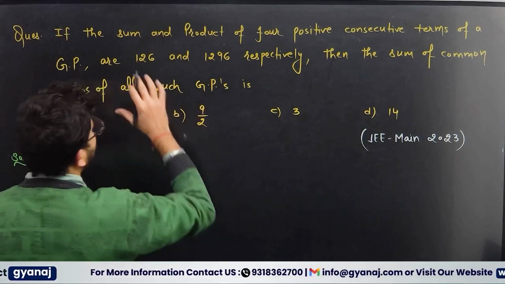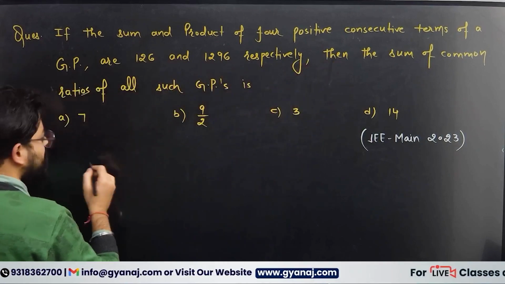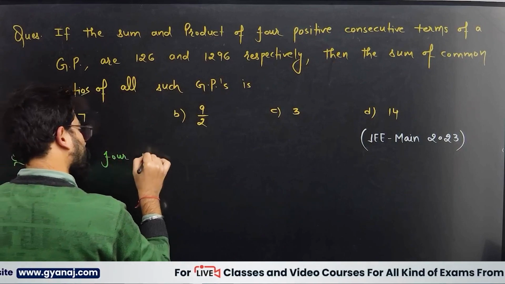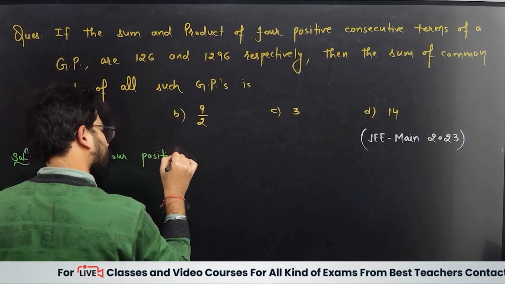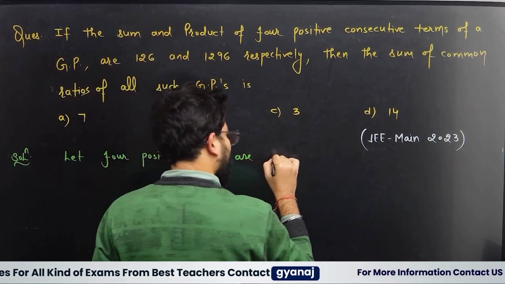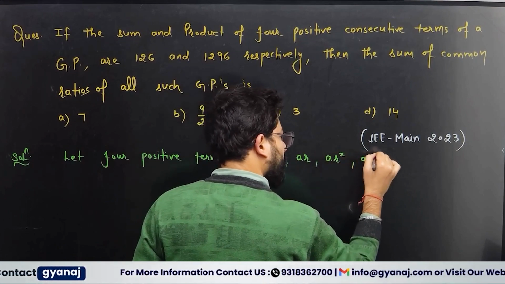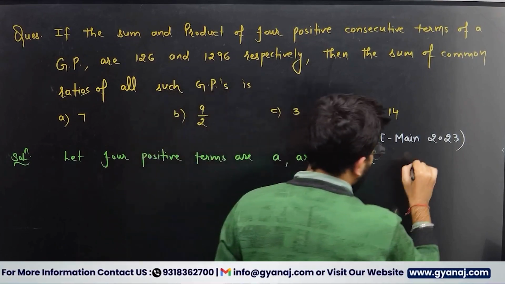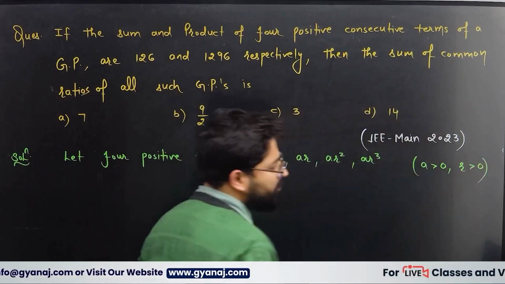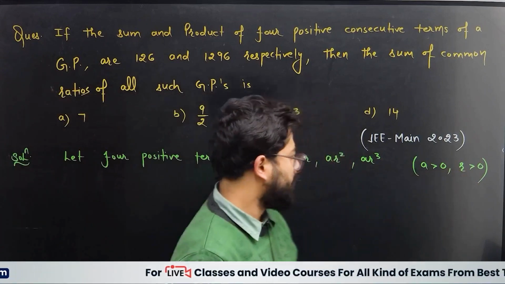First of all, we have four terms, and all are positive. So we can assume our four positive terms are A, AR, AR square and AR cube, where A is positive and R is also positive. R cannot be negative. So A is positive and R is greater than 0.